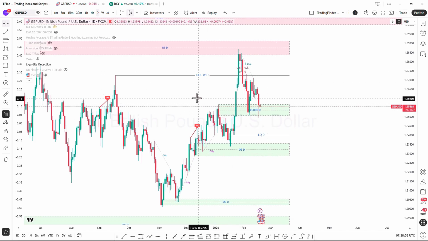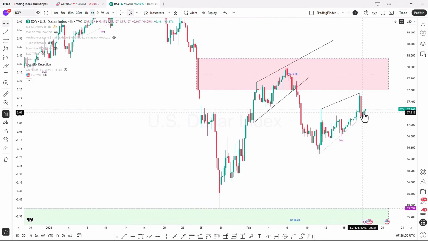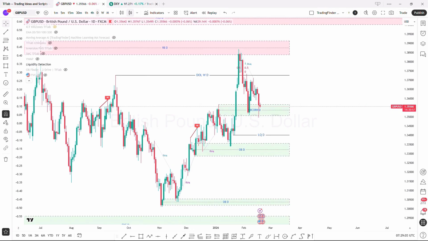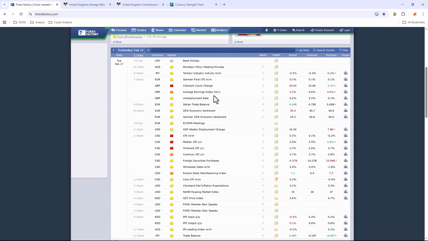From a fundamental perspective, let's examine the DXY index, which gained strength in the past day, alongside the release of economic data. Yesterday, the claimant count change data was released, and contrary to forecasts and even its previous figure, it showed a higher number. Also, looking at the average earnings, based on the forecast and the previous figure, it was lower, which led to a significant weakening of the GBP.